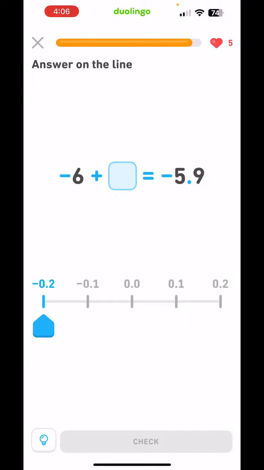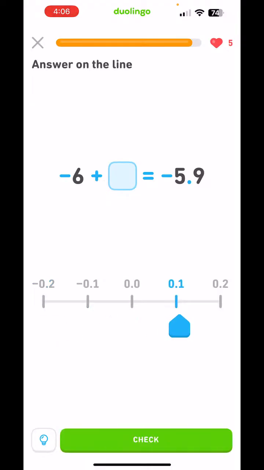I think that would be positive. Because negative 6. Okay, I see. If it was negative 0.1, it would be 6.1. Okay, so it's all right.